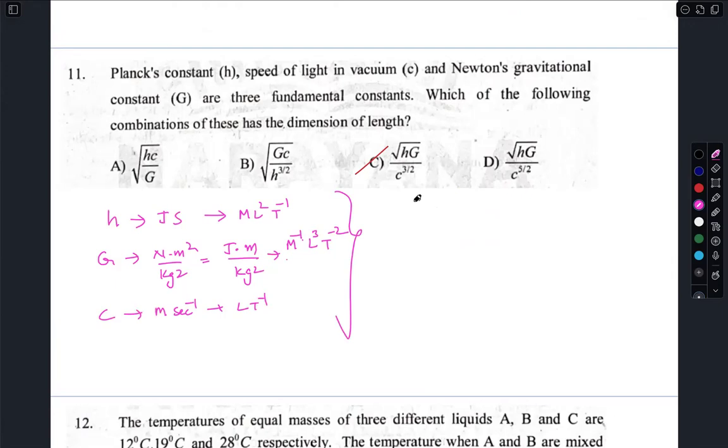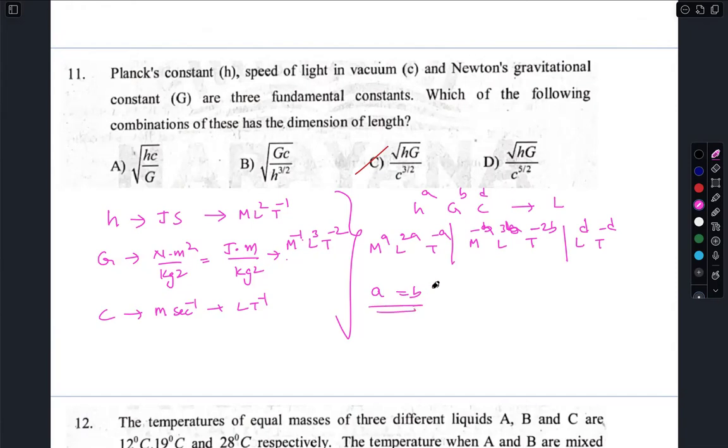Right. Even though it is h to the power of a, z to the power of b, c to the power of d, this should meet with the dimensions of L. So M power a, L to the power of 2a, T to the power of minus a, g, M power minus b, L power 3b, T to the power of minus 2b, L power d, T power minus d will have dimensions of L. So पहले mass को छुट्टी मारता. A is same as B. Right.